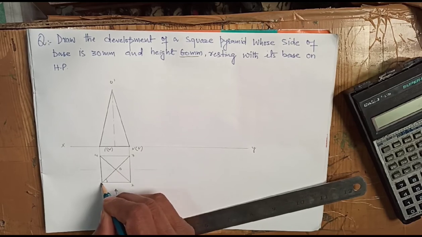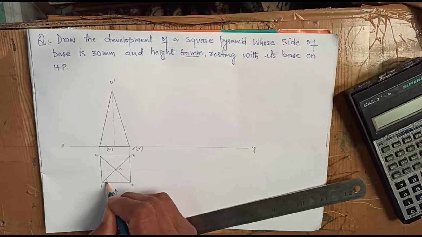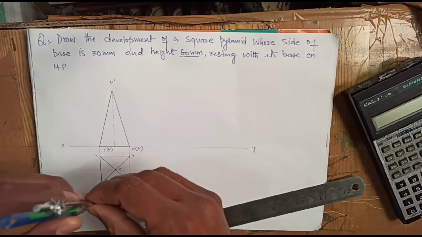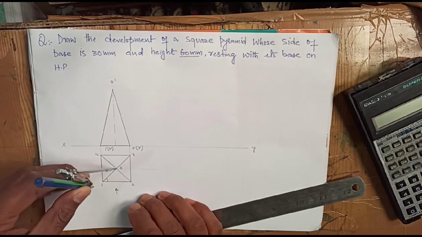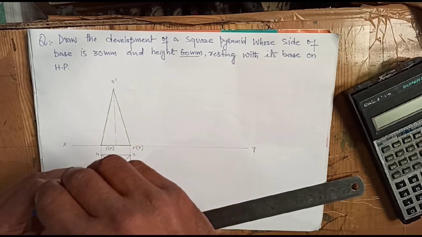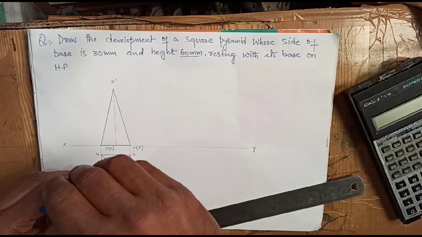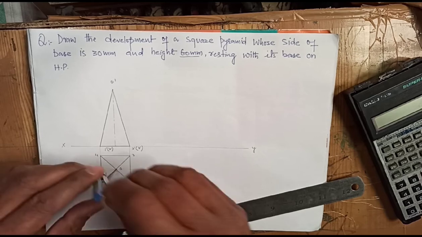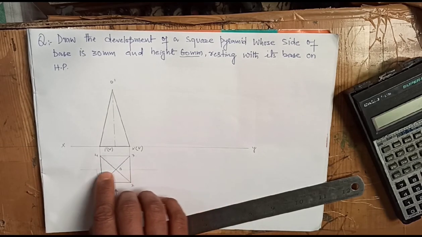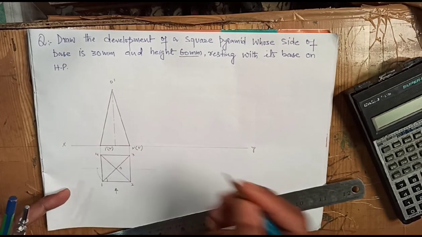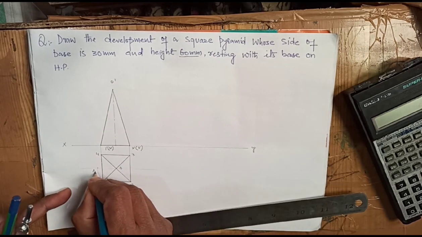Now we will rotate O1 so that we cancel its inclination with the horizontal. We take a compass, keep it on O, with O1 as the radius, and rotate it so that it intersects this line. Let us say this point is A.